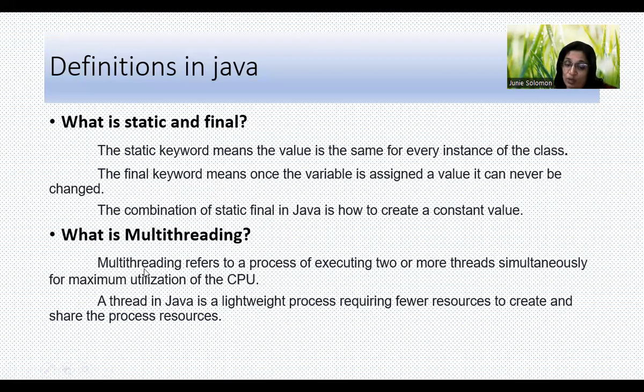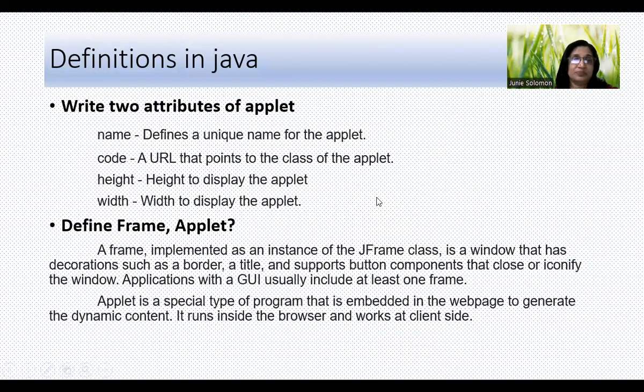So here also, what is multi-threading? Multi-threading refers to a process of executing two or more threads simultaneously for maximum utilization of the CPU. So multi-threading is nothing but two or more threads that run independently and simultaneously, for maximum utilization of the CPU. A thread in Java is a light process requiring fewer resources to create and share the processes. So when you write about multi-threading, you should write these two points.